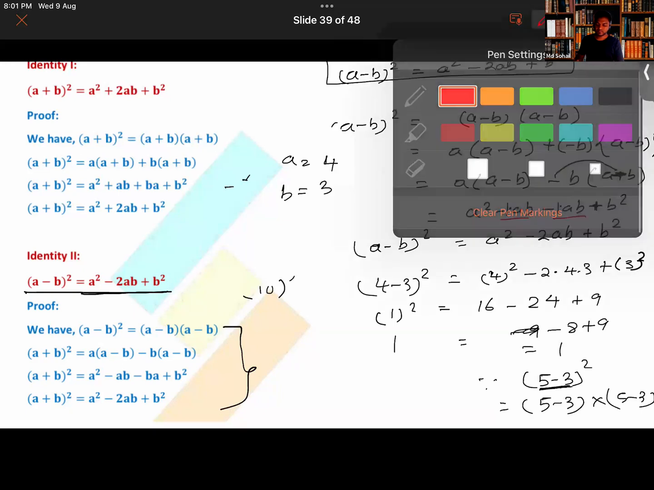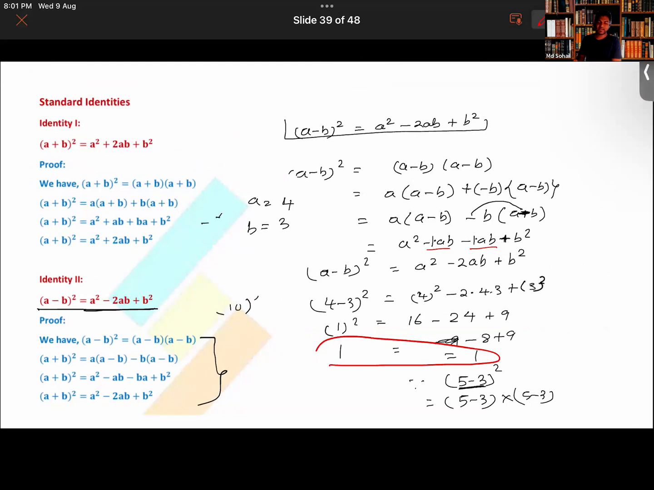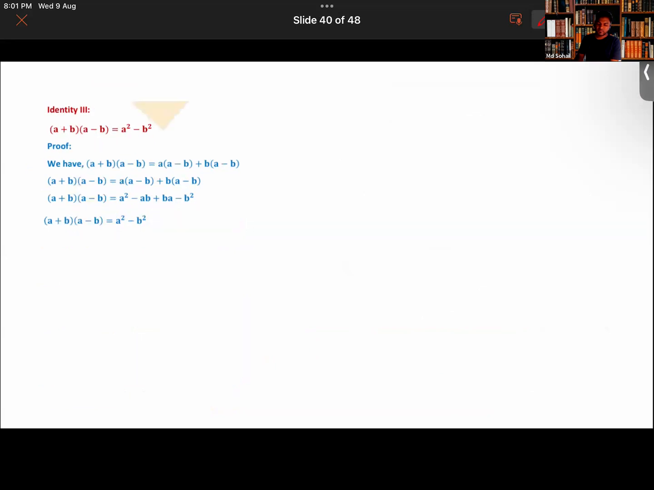Okay, so this is identity number 2. Hope that is clear. Now we have two more identities. So identity number 3 is this here.